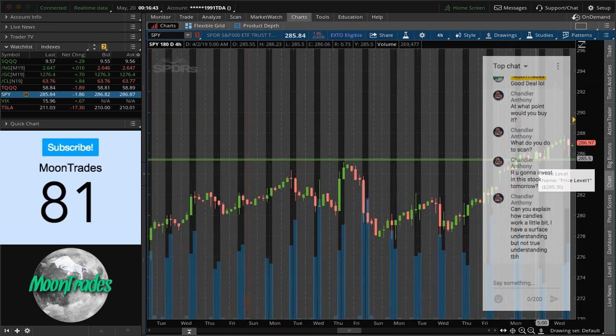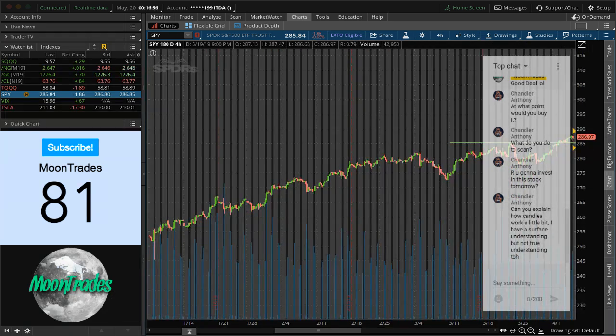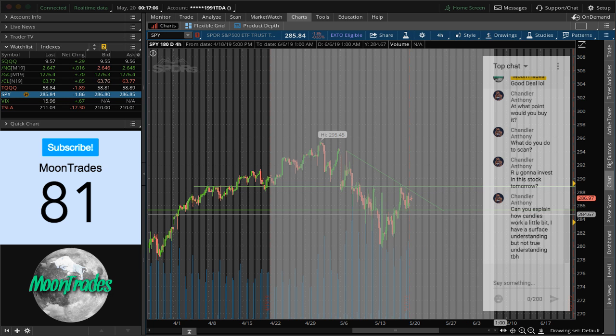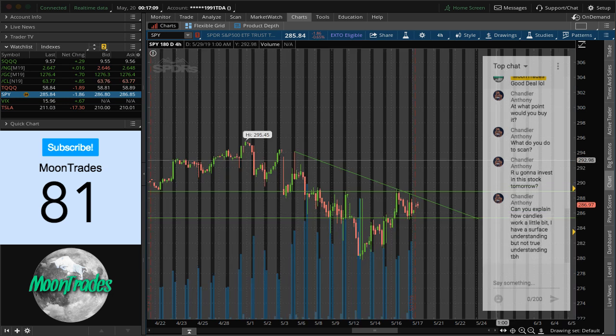Can you explain how candles work a little bit? I have a surface understanding, but not true understanding, to be honest. Yeah, a lot of times you don't want to really focus too much on the candles. You want to mainly just watch the patterns. Candles can be important at some periods of time. The candle patterns I would really focus on mostly. But there's a lot of names out there for candles, okay, and they overcomplicate it on purpose. It is so complicated if you really think about it. There's so many different names.